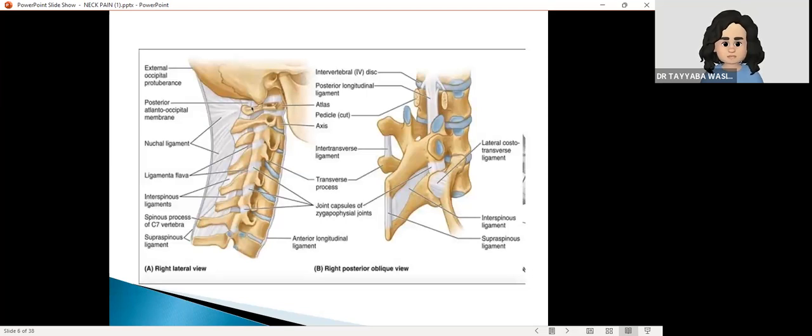Okay, this is the pictorial representation of the anatomy we have just discussed. It shows the nuchal ligament, ligamentum flavum, various cervical vertebrae, the spinous processes, interspinous ligaments, and the various joint capsules that are clearly visible in this picture. We can see the joint capsule of the zygapophyseal joint shown over here, and the nuchal ligament showing over here.